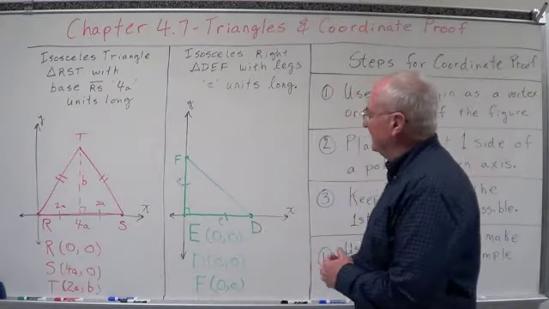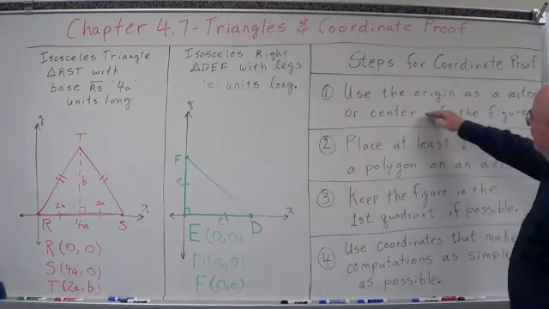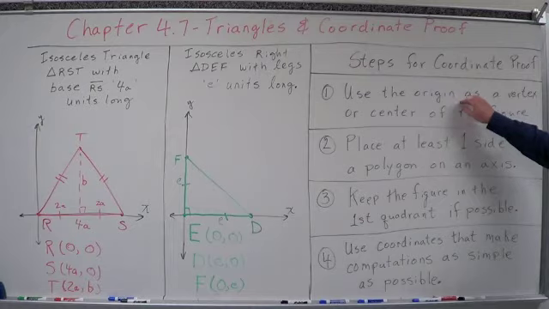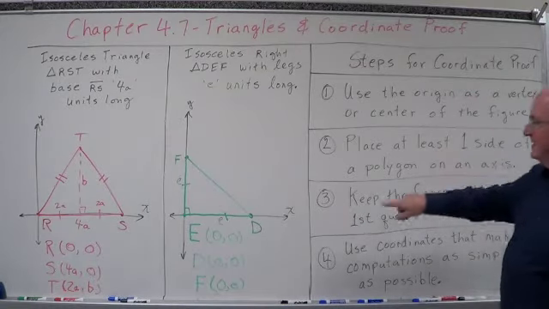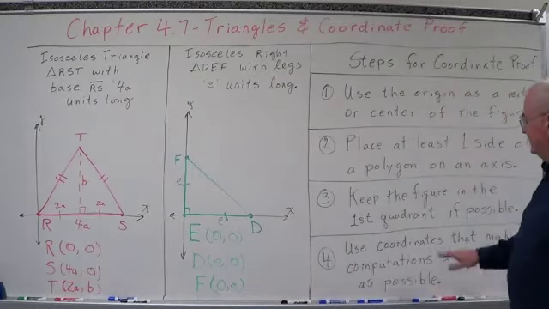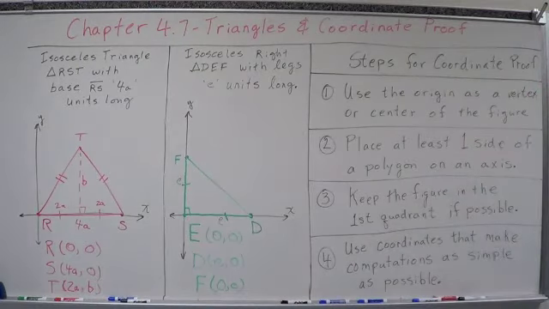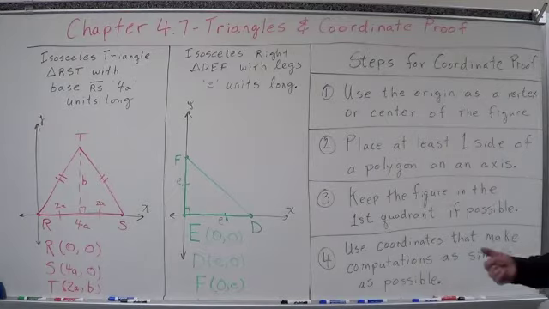This appears to be a very simple way to do that, and it obeys every one of our rules. Use the origin as a vertex. Put at least one side on an axis. Well, we put two sides on the axis. Keep the figure in the first quadrant. We did that, and we made it so that the computations were as simple as possible.